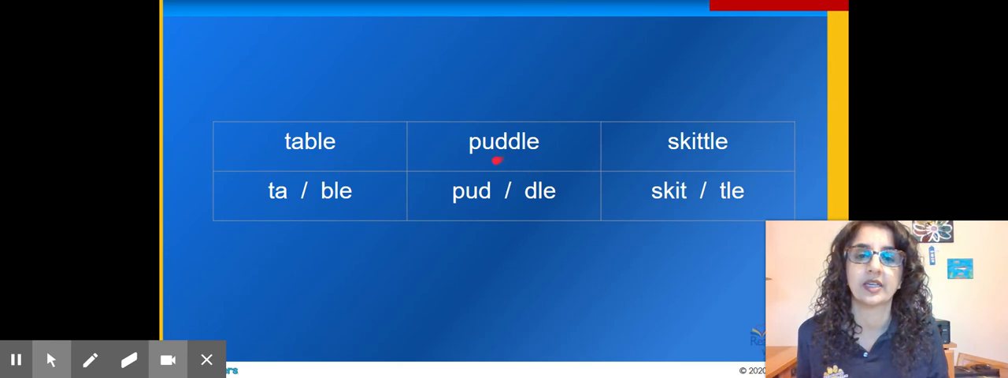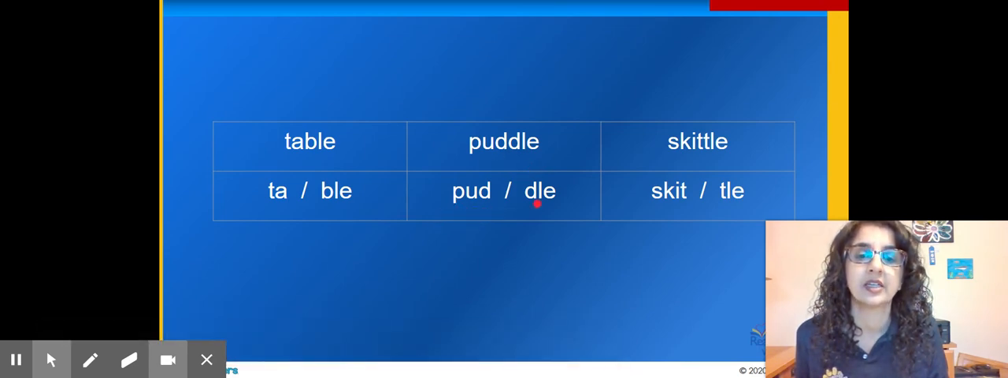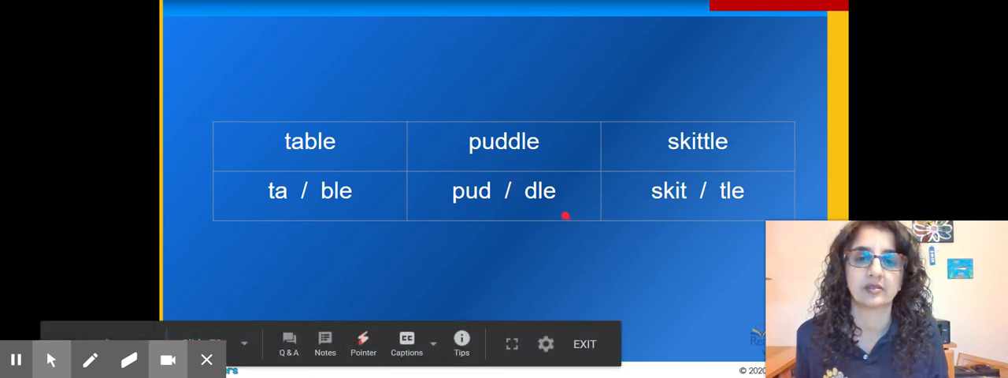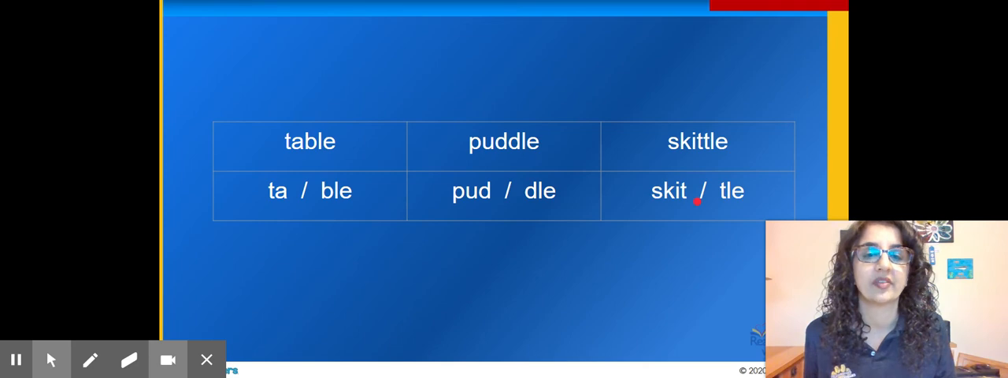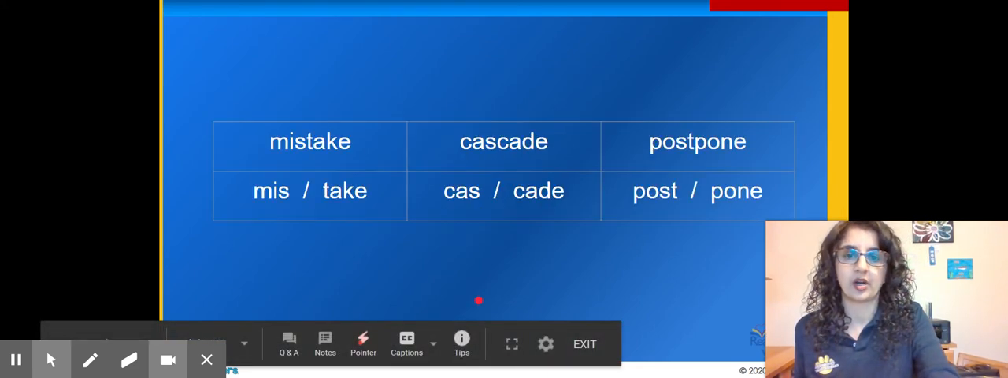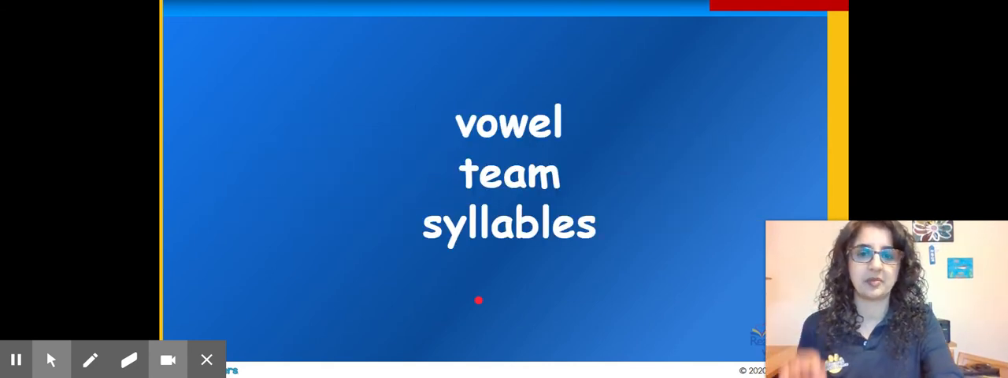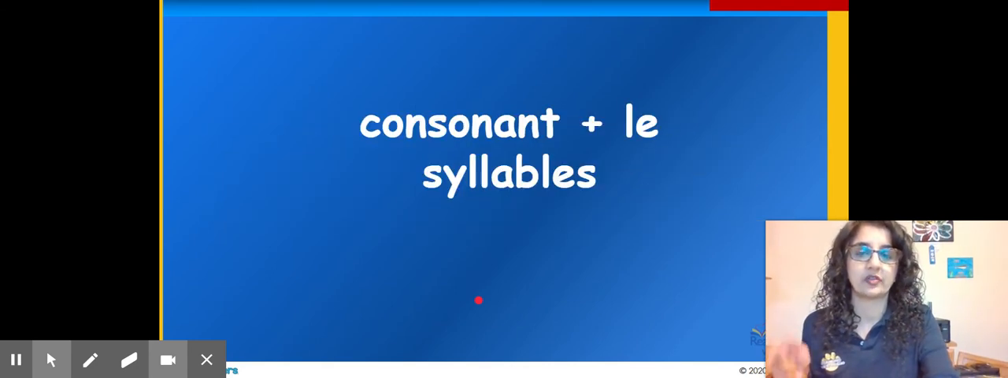Here we have another one. It's split apart, closed syllable, pud, dull, puddle, right? So this doesn't say dle, it says dull. And here we have another one, full. Okay, so again, it says full, has the ul sound. So we have our silent E syllables, our vowel teams, and now you've just learned about the consonant plus LE.